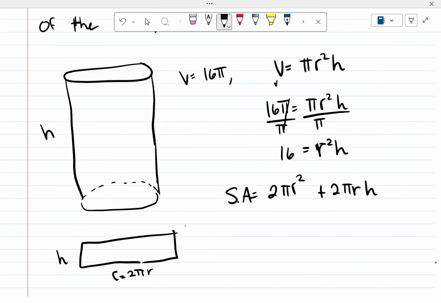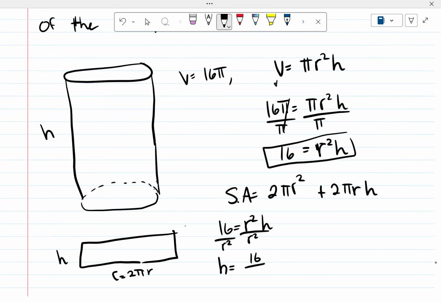And then what I'm going to do is, from this formula, find h. So we have 16 equals r squared times h. Solve for h by dividing both sides by r squared. So you get h equals 16 over r squared.